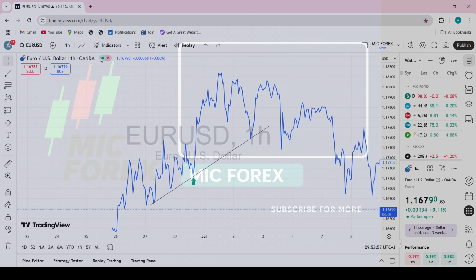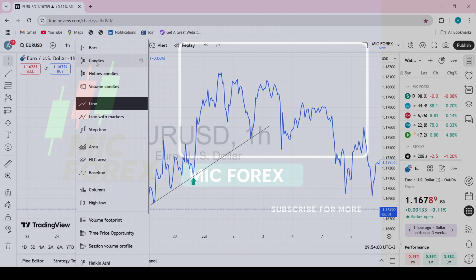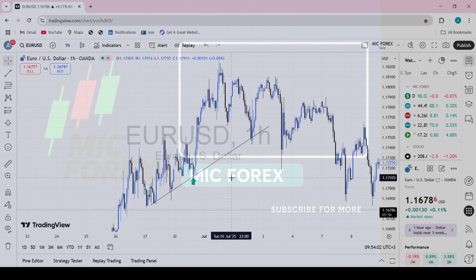What do we need to do? Okay, I think we can change this one to candles now. So what we need to do here is wait for the price to come and touch our support, because the price is bullish, since we're having higher highs and higher lows. So we need to wait for the price now to come and touch our zone.